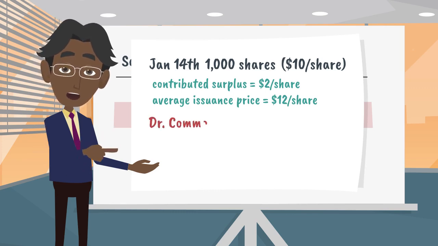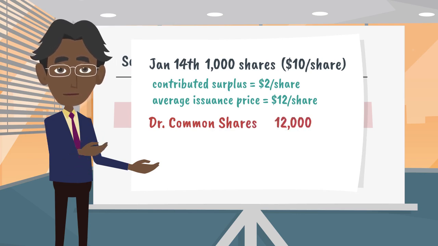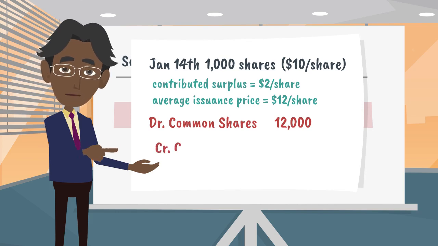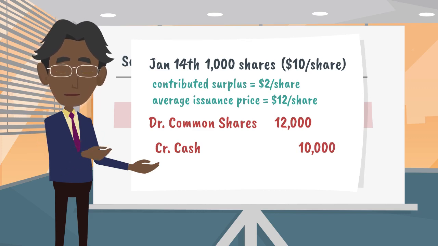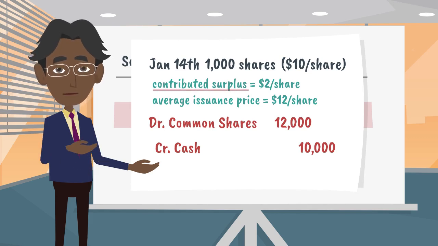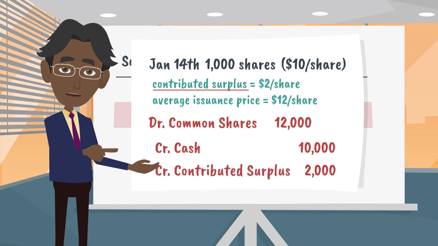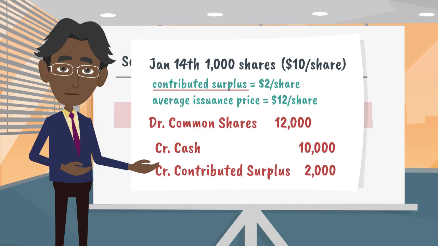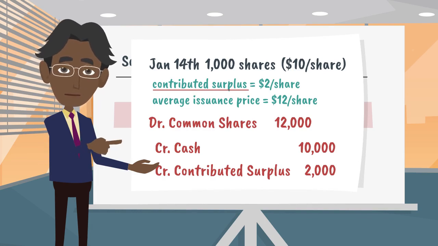We debit the common shares account for 1,000 shares at $12 each. Because we are only buying back these shares at $10, we only pay $10 cash per share for 1,000 shares. If you'll notice, the debit and credit sides do not quite match up yet. Remember the contributed surplus account? The difference goes to contributed surplus to balance the journal entry, representing a surplus from the initial contribution of cash that we got from the shareholders back when we first issued these shares.